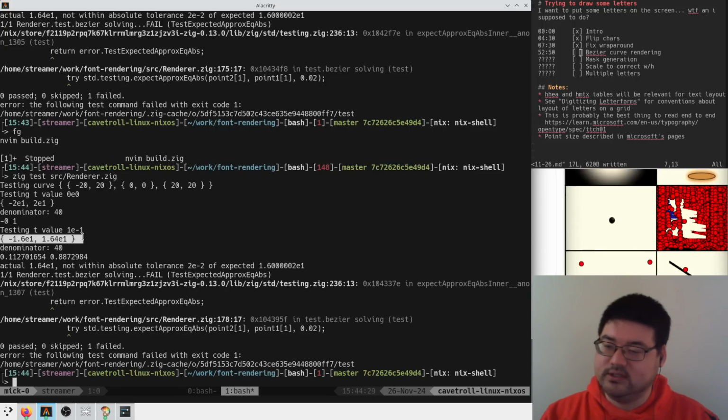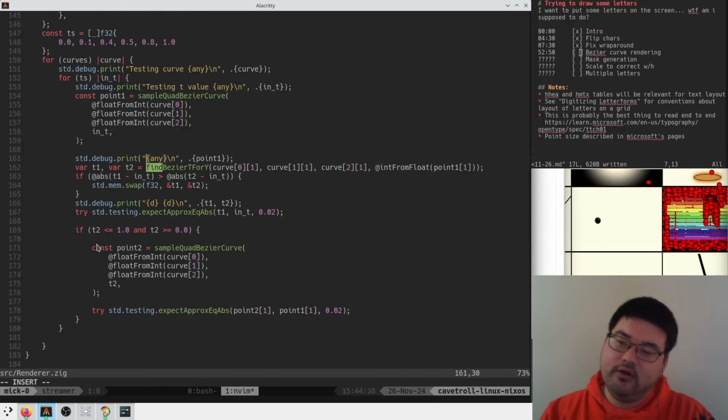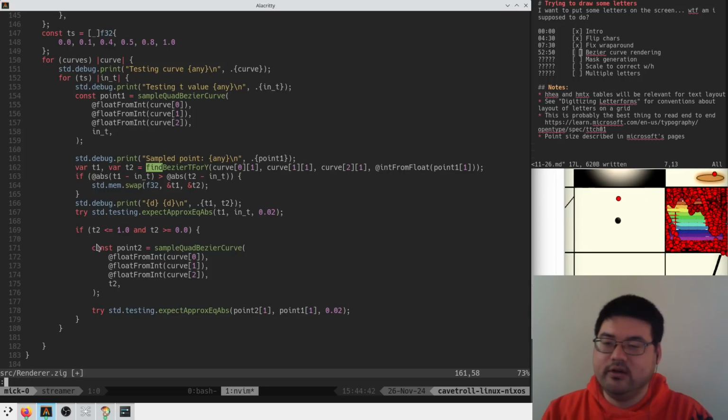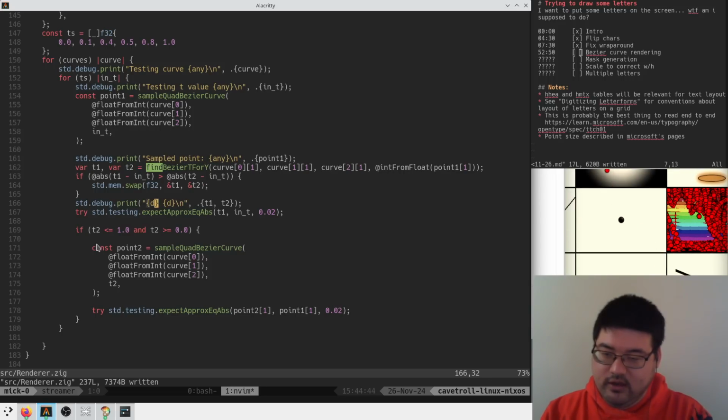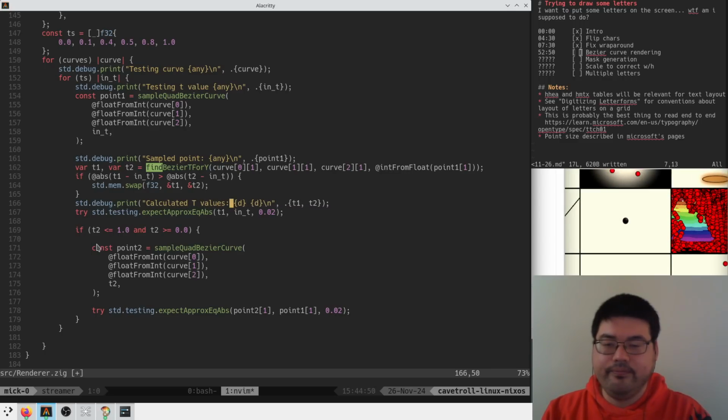Negative 16 and 16. Whoa, what is this? What are we logging there? This is the output point, or sampled point, is this. Then these are the calculated t values.